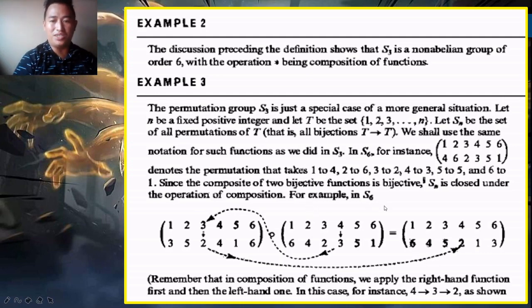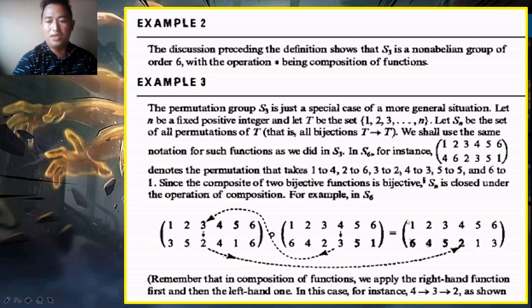Closure property check and then the set Sn. That is because the composite of two bijective functions is bijective. So for example, in S6, copy 1, 2, 3, 4, 5, 6. Now, determine the bottom row, whether it is correct for all.